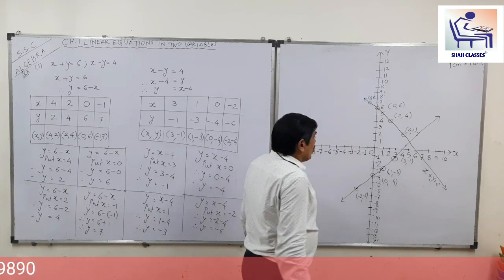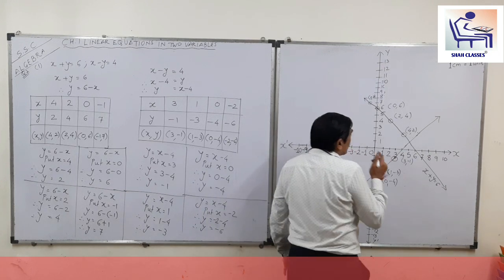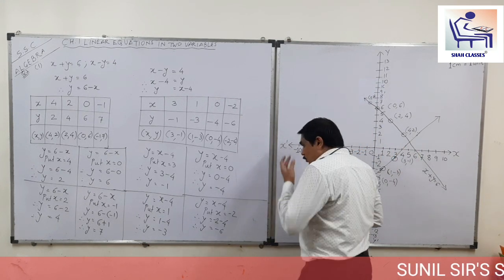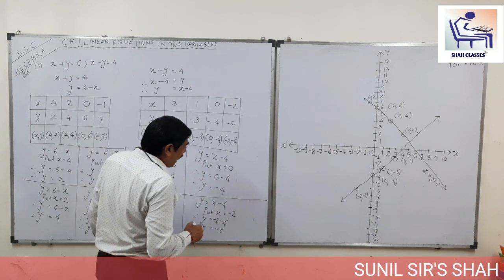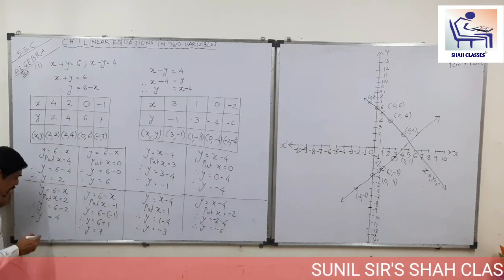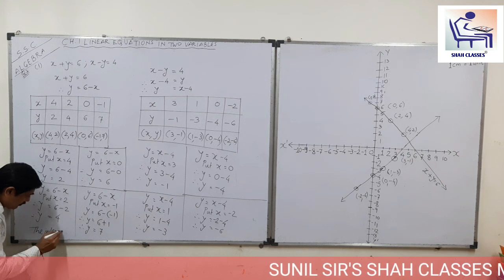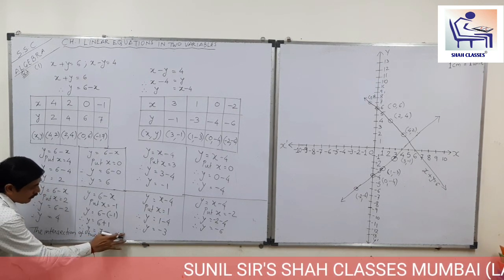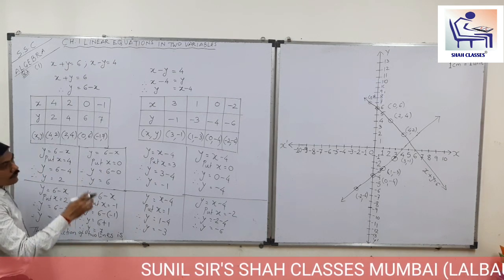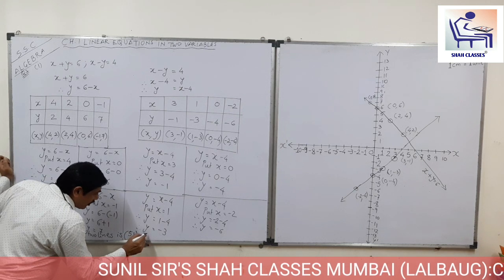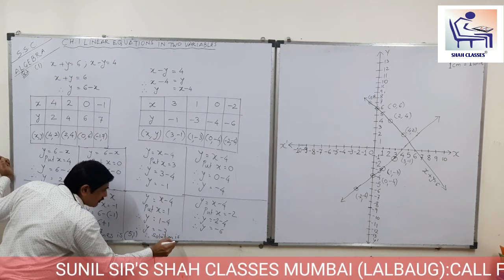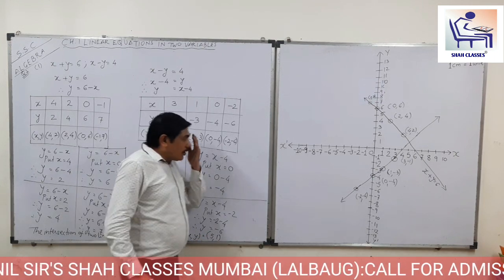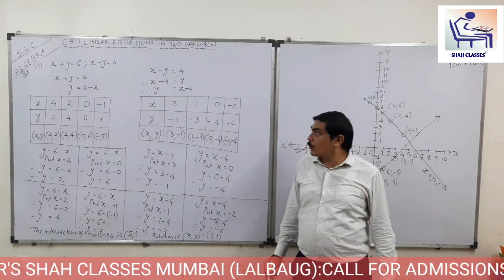On these 4 points, and now we have to see the point of intersection. Where it intersects: it intersects at 5 on the x-axis and 1 on the y-axis. So we have to write the intersection of 2 lines. The intersection of 2 lines is 5, 1. Therefore, the solution is 5, 1.